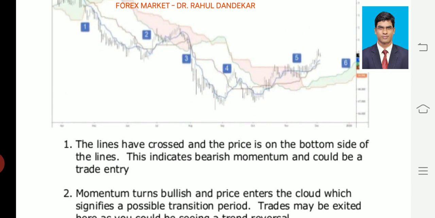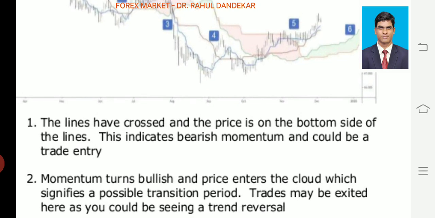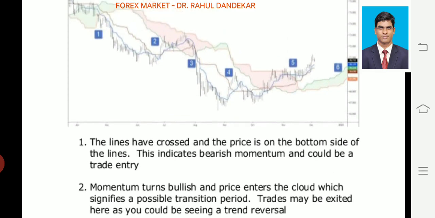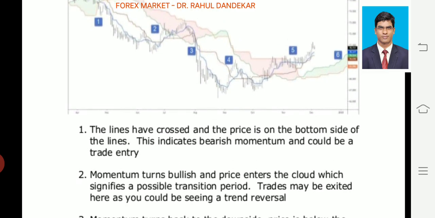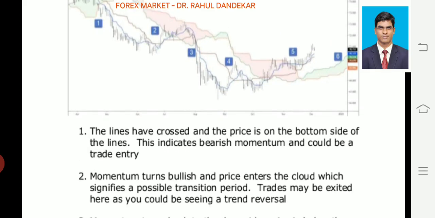2. Momentum turns bullish and price enters the cloud, which signifies a possible transition period. Trades may be exited here as you could be seeing a trend reversal.